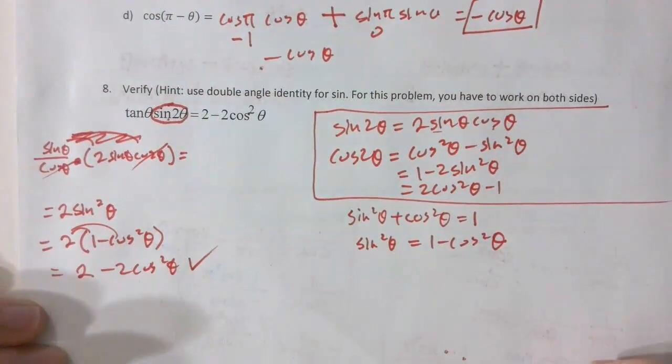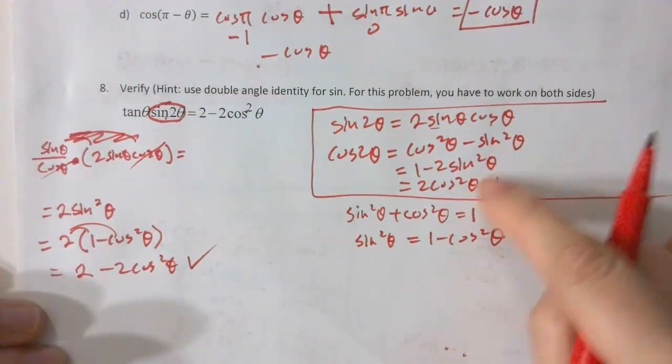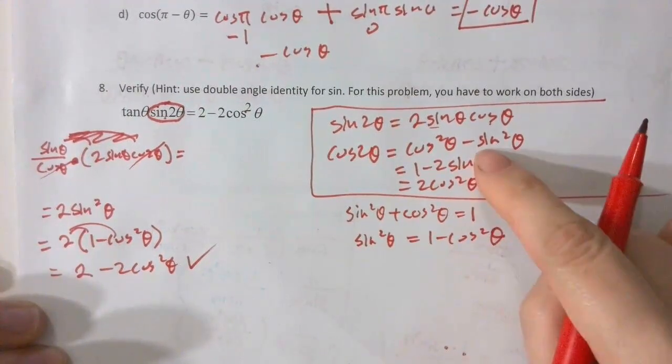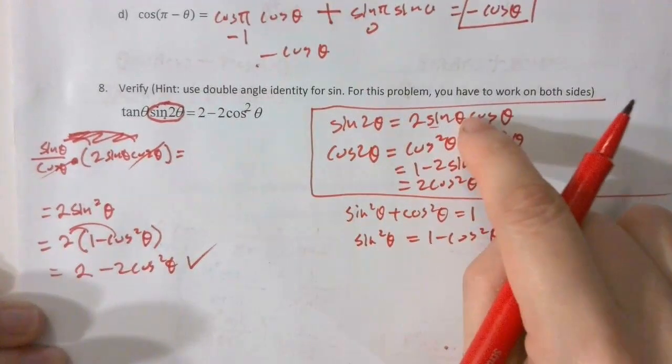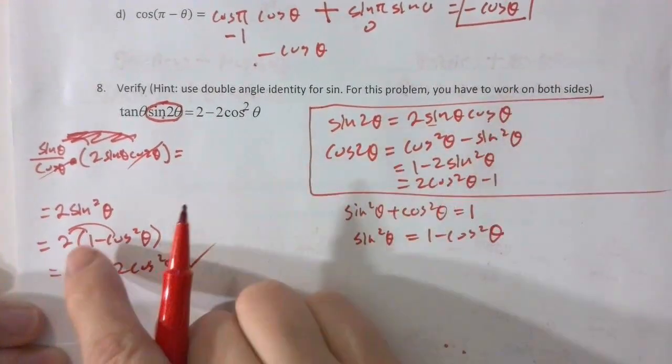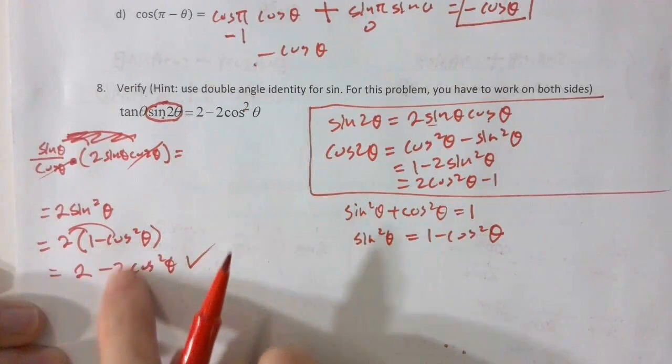I'm done. So did I have to use the double angle identity for the cosine? No, I actually did not use that. I just used the sine double angle identity first, and used the first Pythagorean identity to keep going with that.